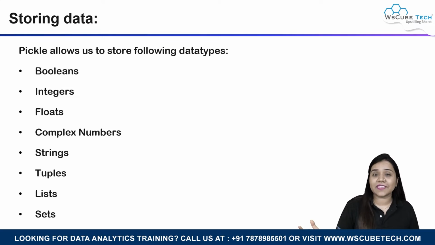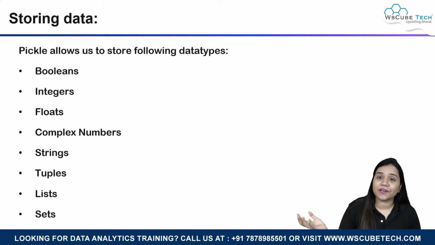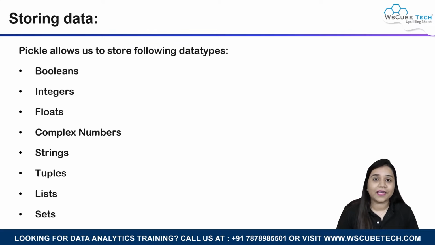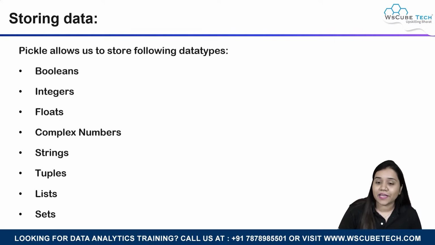So here we will be discussing the different types of data that can be stored using the Pickle library. Here we have booleans, integers, and floats. We can add complex numbers as well. Strings, yes, strings can be added to the Pickle library. They can also be used in file handling, but here also they can be used. Tuples, lists, dictionaries, and sets can also be added. So with the help of the Pickle library, we can handle multiple types of data.